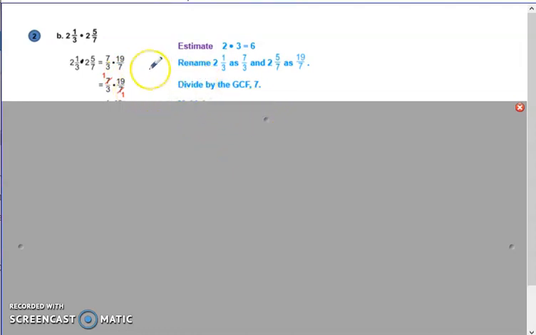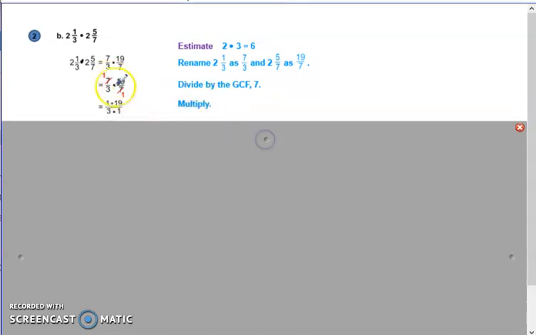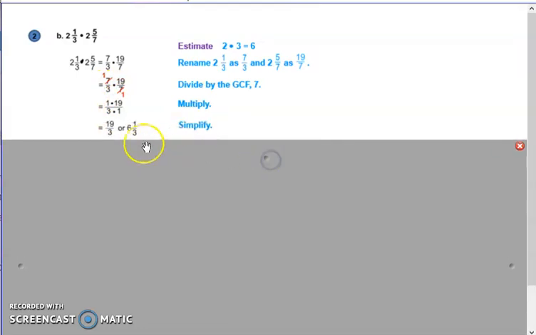That's so nice because you don't have to figure out what 7 times 19 is. You don't have to then figure out how to reduce it. Notice that they were just the same exact numbers. They both go into each other one time. 7 goes into 7 once, 7 goes into 7 once. So that's why they did that. And then you just multiply straight across. 1 times 19, 3 times 1. And so now you get 19/3, and then please simplify that into a mixed number.